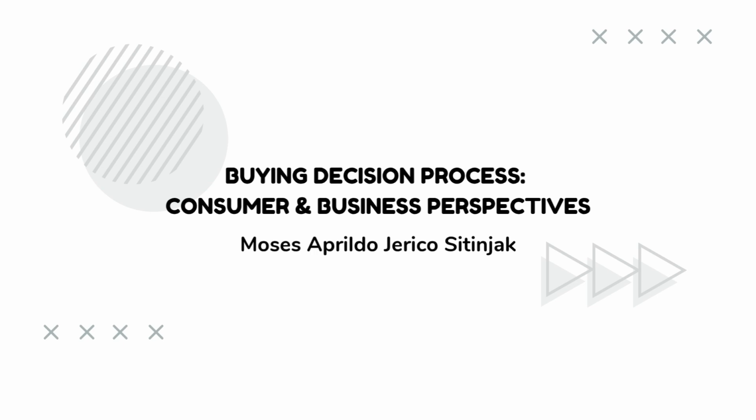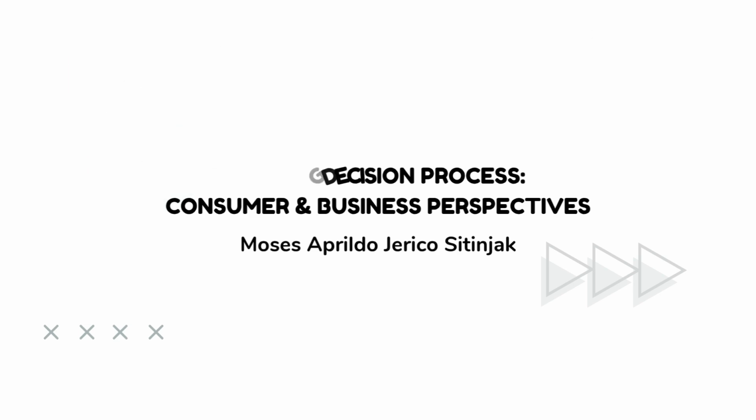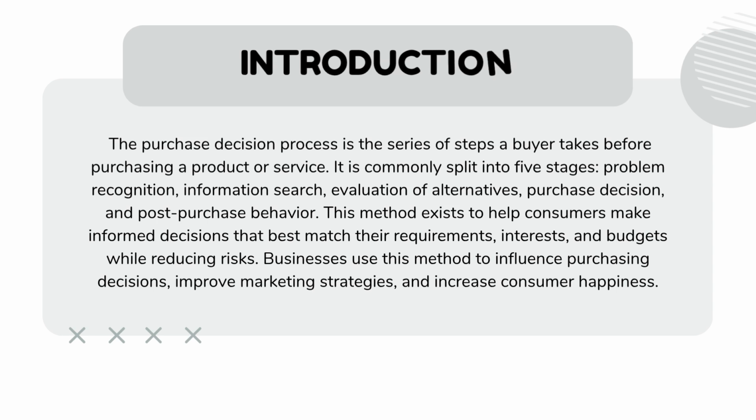Today, I will explain about the buying decision process. Let's get started. The purchase decision process is the series of steps a buyer takes before purchasing a product or service. It is commonly split into 5 stages: problem recognition, information search, evaluation of alternatives, purchase decision, and post-purchase behavior.